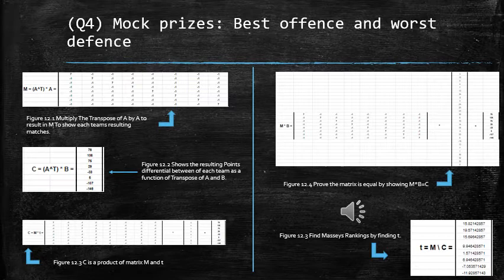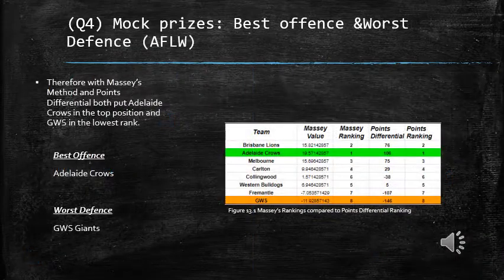After calculating the points differential, which is matrix C, we then can set up the equation to find the Massey ranking, where C is equal to M multiplied by T, where T is the Massey ranking for each team. After doing this, we can then rearrange to find T by dividing matrix C by matrix M to calculate the Massey ranking for each team. By taking the division of matrix M and matrix C, we have calculated the Massey value in MATLAB.